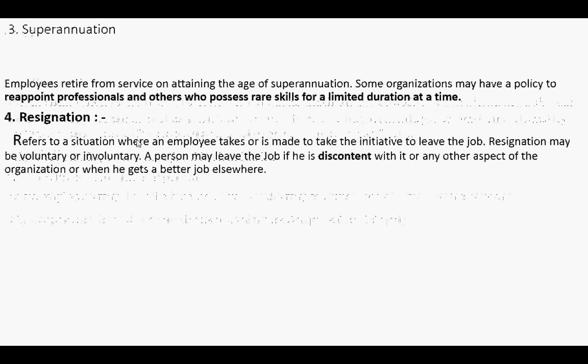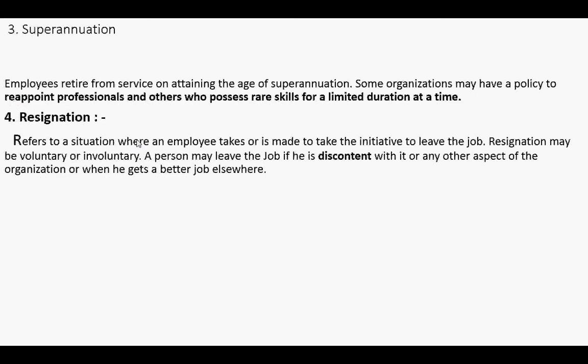Another type of separation is superannuation. Superannuation is nothing but retirement. One who attains the age of 60 or 59, in the central government departments it is 60 years. One who attains the age of 60 officially, as per the policy, has to separate from the organization.